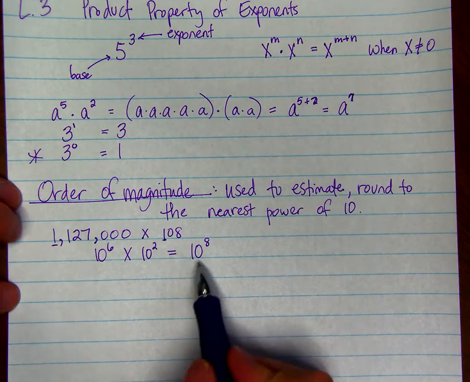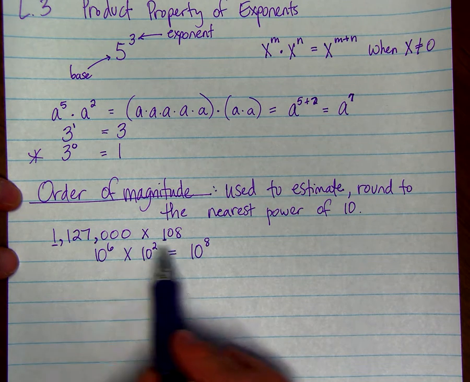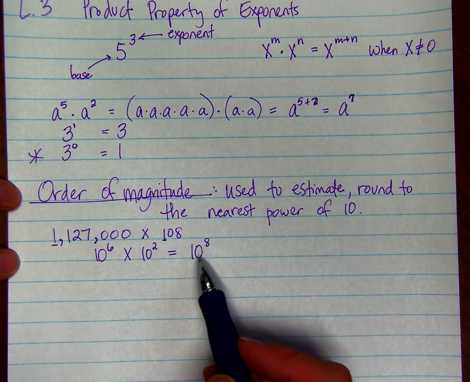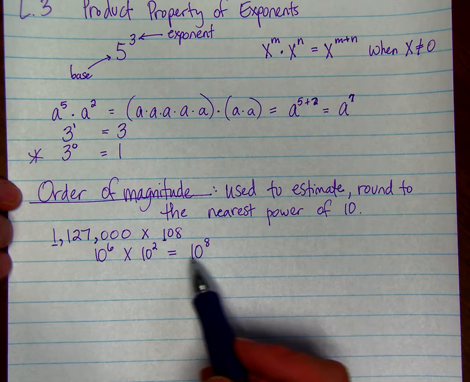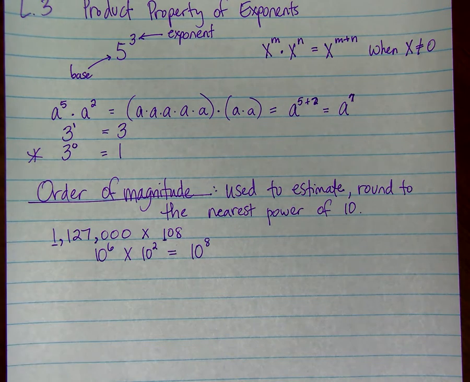So once we multiply, we're going to have 100 million. We'll be in the 100 million spot. Oh, that's the end of the lesson.